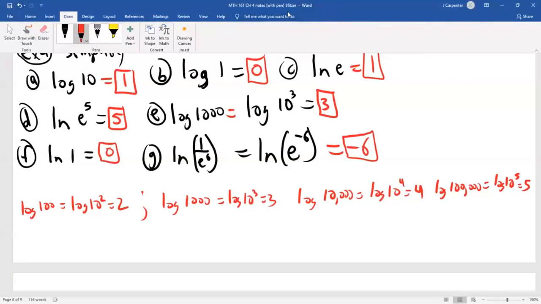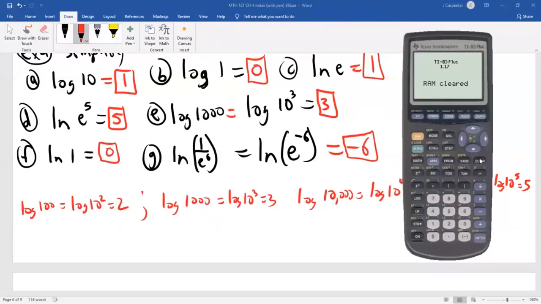If the screen just went away, don't worry, it'll be back in a second. 10 seconds maybe. Come on. Won't let me minimize my screen. There we go. And then the Word file. All right.